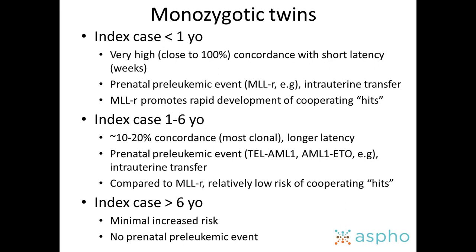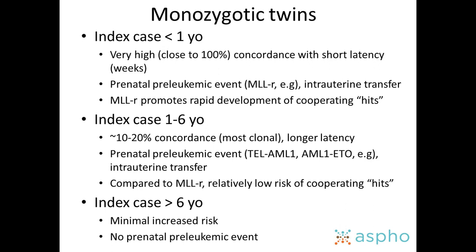penetrance. Now, if the index case is between the ages of 1 and 6, there's about a 10 to 20% concordance rate. And most of these have been demonstrated conclusively to be clonal between the two twins. And there's a longer latency between twin A and twin B being diagnosed in the cases of concordance. And biologically, what is thought is that this is also a prenatal pre-leukemic event, something like a TEL-AML1 fusion or an AML1-ETO fusion, and that there's also intrauterine transfer, but that compared to the MLL rearrangement as an oncogene, there's a relatively low risk of the cooperating hits happening, and it takes a longer time for that to happen.